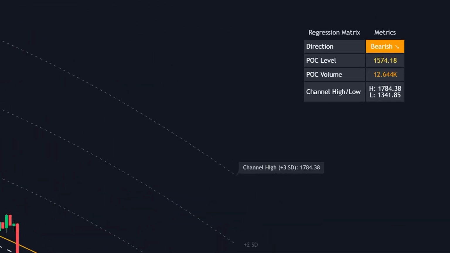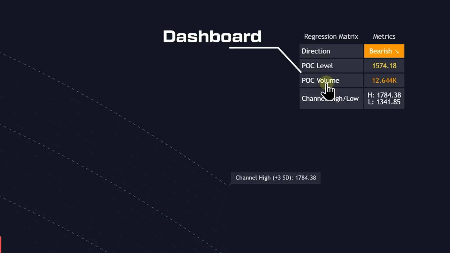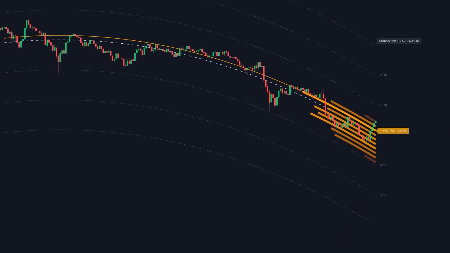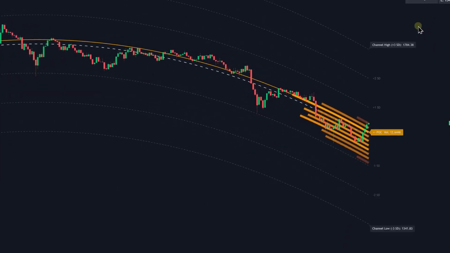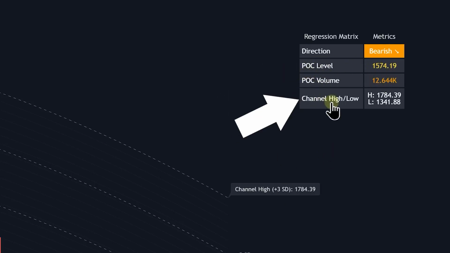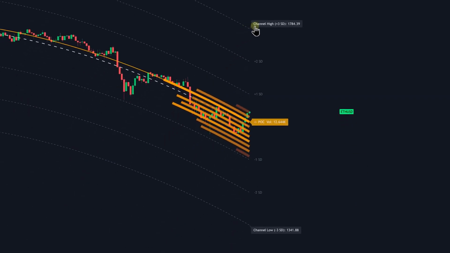Now, the fifth component is the dashboard. In the top right corner, the dashboard shows the current direction, the POC level, the POC volume, and the channel high and low. This is useful because you don't have to guess what the indicator is reading. If the dashboard says bearish, the regression model is currently leaning down. If it says bullish, then the model is leaning up. The POC level gives you the exact price of the highest volume zone. The channel high-low shows the outer boundaries of the regression channel.